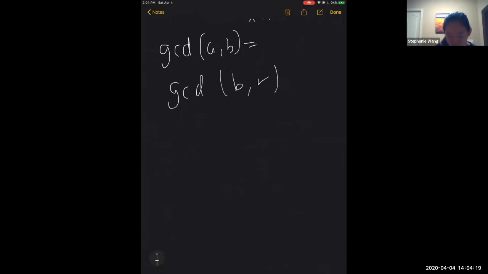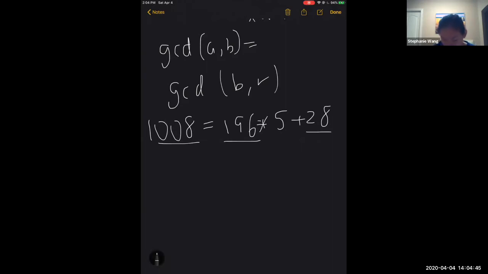The Euclidean algorithm basically states that when we have the GCD of two numbers a and b, then this also equals the GCD of b and r, where r is the remainder when a is divided by b, assuming that b is smaller. Let's take a look at the example that we did earlier, where we found the GCD of 1008 and 196. We can write 1008 is equal to 196 times 5 plus 28. So this is our a, this is our b, and this is our r. Oh, sorry, this should be times, not plus.